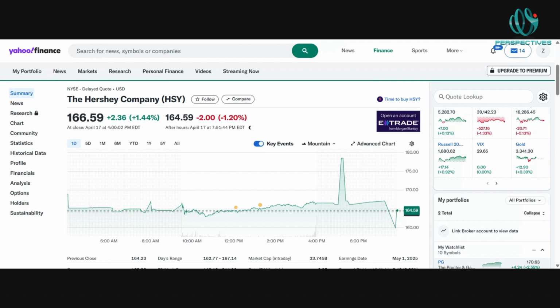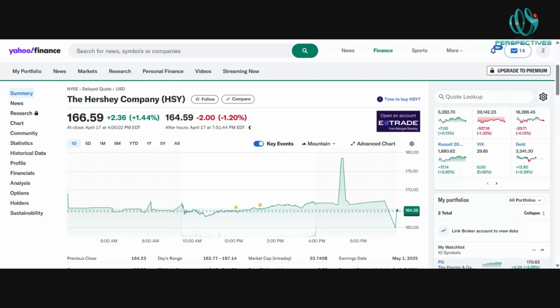Now, volume. This is going to tell you how many shares were traded today. So if it's high, that means a lot of activity. That means a lot of people have been trading this stock. If it's low, that means it's a little quiet. The stock is not getting traded a lot today. Okay, remember this information reflects today.